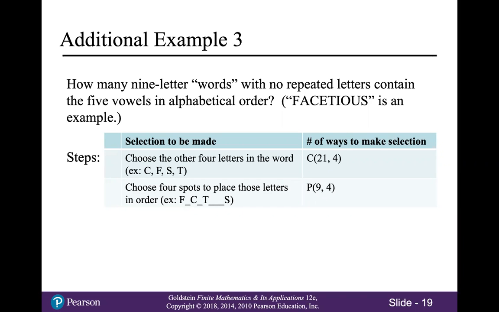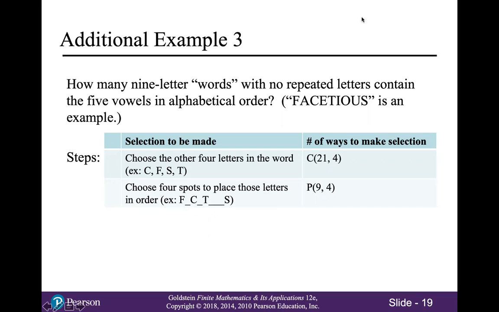All 4 of those letters would have to be consonants, because remember, this word is going to have all 5 vowels in it. And since it said there were no repeated letters, that means the other 4 letters all have to be consonants. So in the example of facetious, the other 4 letters are C, F, S, and T. And for now, those could be in any order. But then I have to choose 4 spots in the 9-letter word to place those letters in order.